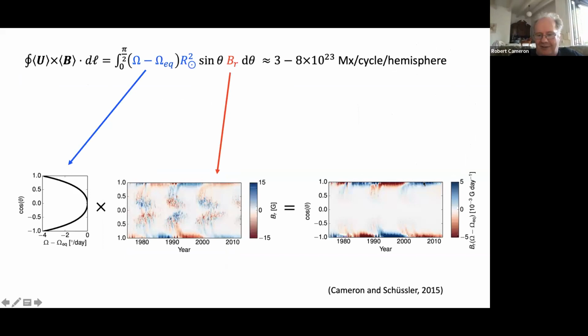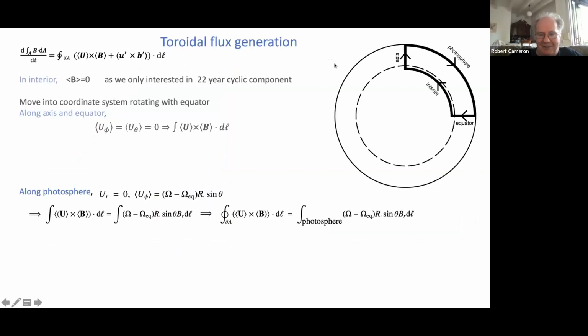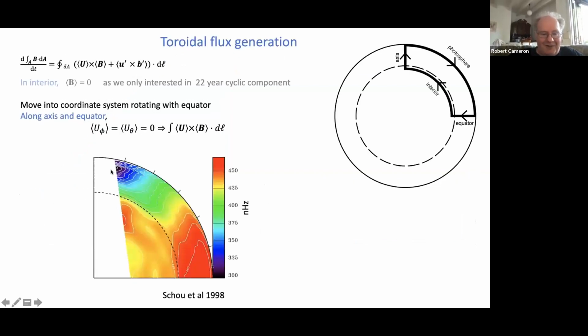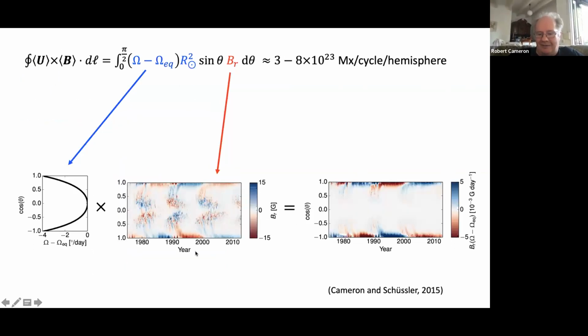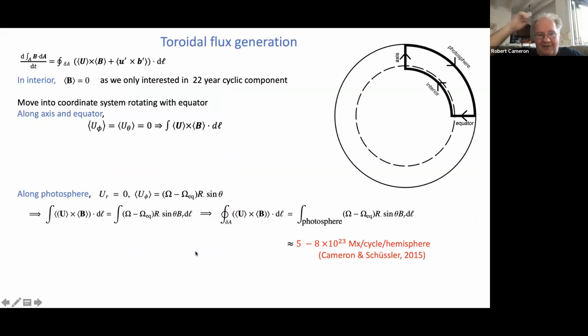Okay, but what this shows at the moment is that the polar fields are what's generating this 3 to 10 times 10 to 23 Maxwells per cycle per hemisphere. And as has just been mentioned, I cannot say whether it's radial shear which is doing it. I cannot say from Stokes' theorem whether it's radial shear in the tachocline or latitudinal shear. But we'll come back to that later in the talk. At the moment, it's generated, and Stokes' theorem doesn't tell you the generation mechanism, it just tells you how much is generated.